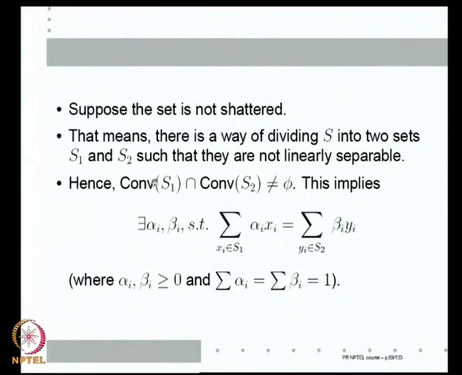Any point in the convex hull of S1 can be represented as summation alpha_i x_i, with x_i belonging to S1. Any point in the convex hull of S2 can be represented as summation beta_i y_i, with y_i in S2. Note that S1 and S2 are disjoint sets.